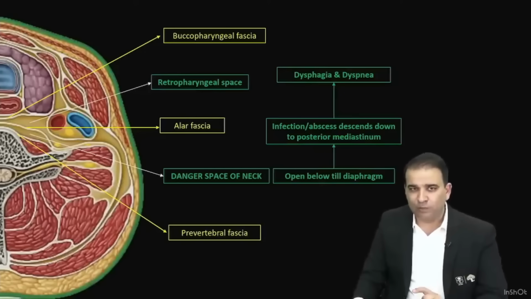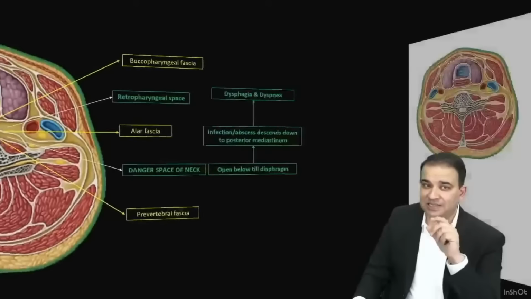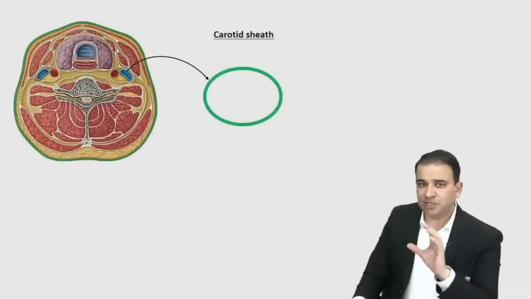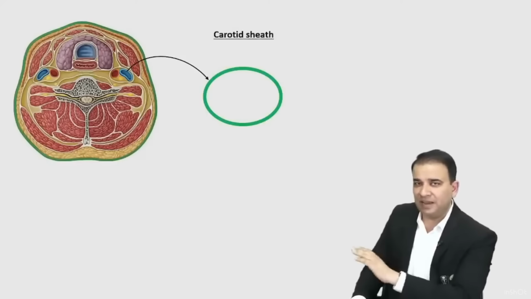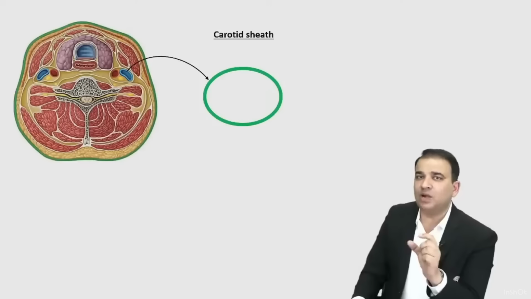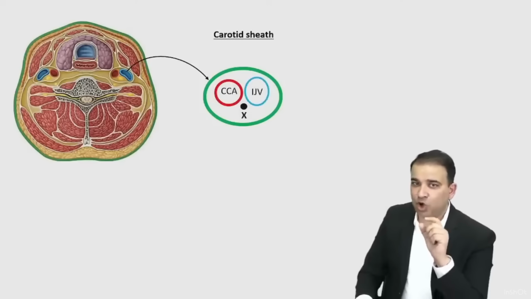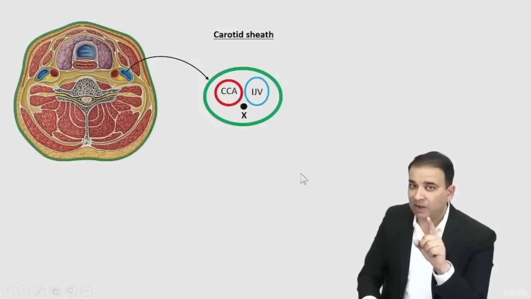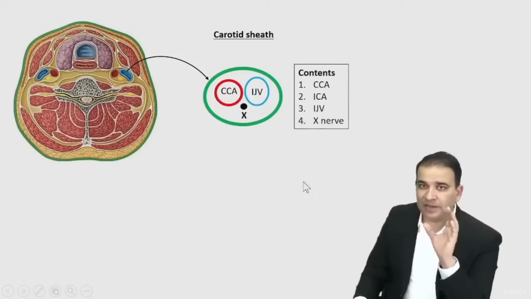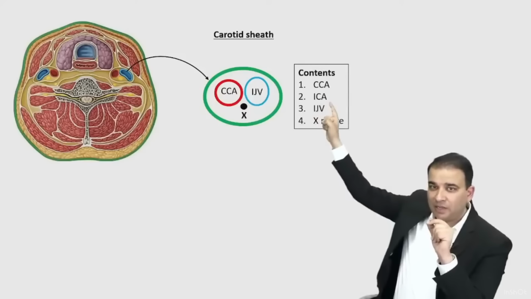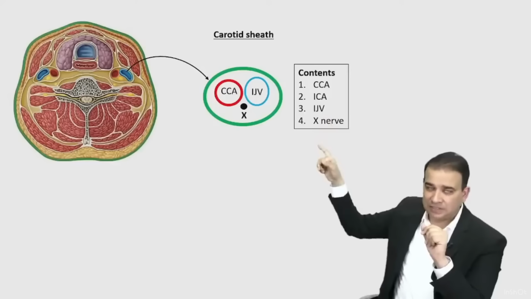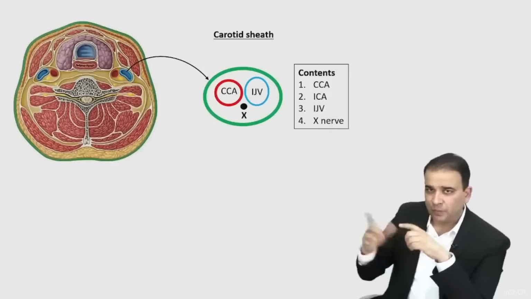Now let's focus on one more thing, the carotid sheath, because the carotid sheath is asked as a separate question also, guys. Now let me just take the carotid sheath out of this picture. If you look at the contents, more outside we have a vein, more inside we have an artery. Common carotid artery and internal carotid artery are contents, guys, not external carotid. So the contents of the carotid sheath are the common carotid, internal jugular vein, and vagus nerve.